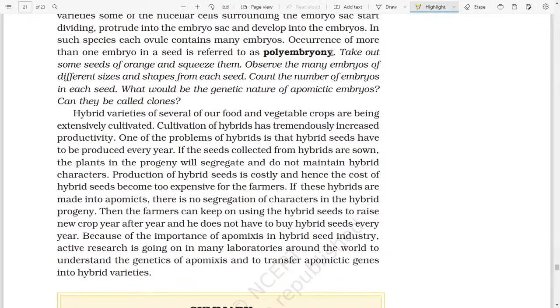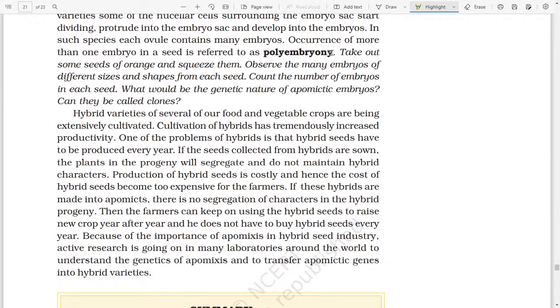In some species, each ovule contains many embryos. The occurrence of more than one embryo in a seed is referred to as polyembryony. Take out some seeds of orange and squeeze them. Observe that there are many embryos in different seeds, and the number of embryos in each seed varies. What would be the genetic nature of apomictic embryos? Can they be called clones?